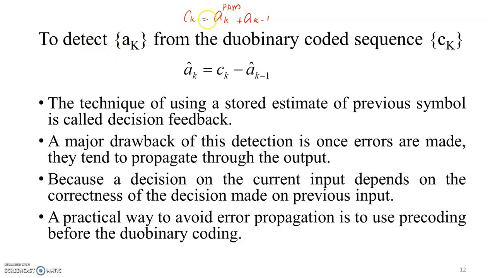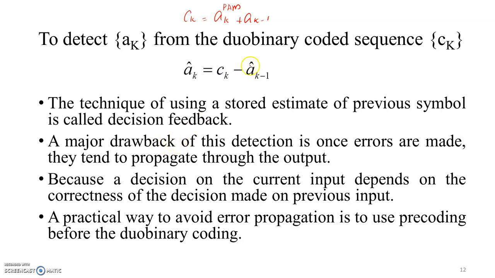At the detector, in order to detect AK, AK will be CK minus AK minus 1. So the detector output, AK estimate, will be CK minus AK minus 1 estimate. In order to get an output at the instant K, I have to consider the previous estimate. This AK minus 1 is my previous estimate. This technique is known as decision feedback, and it is the major drawback of this duobinary encoding system.